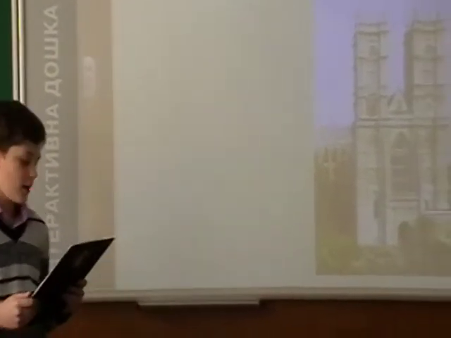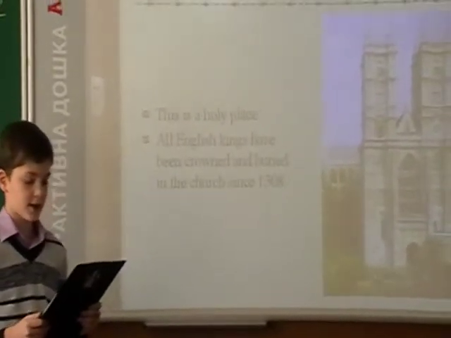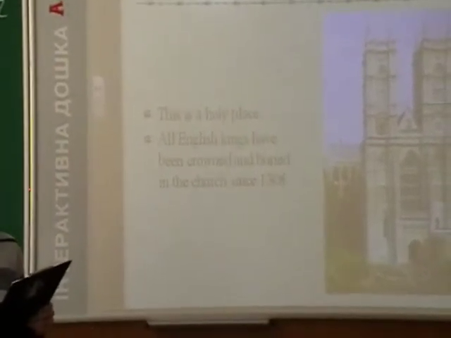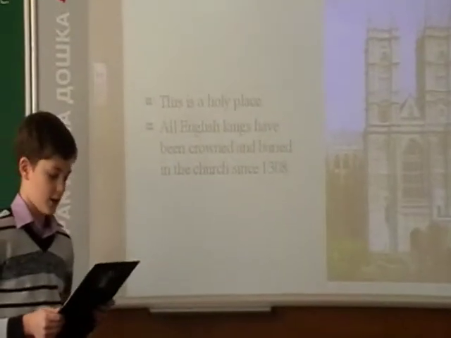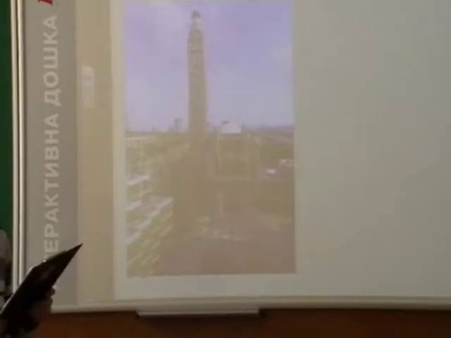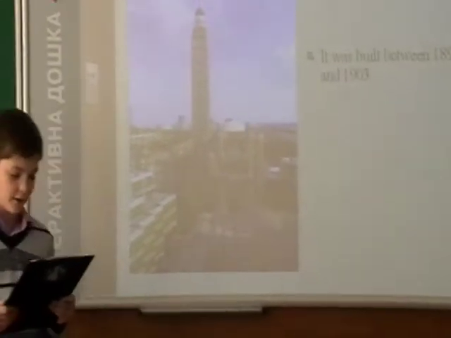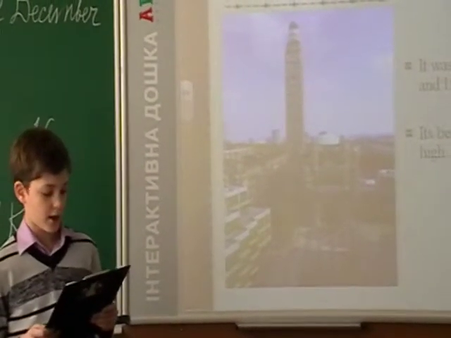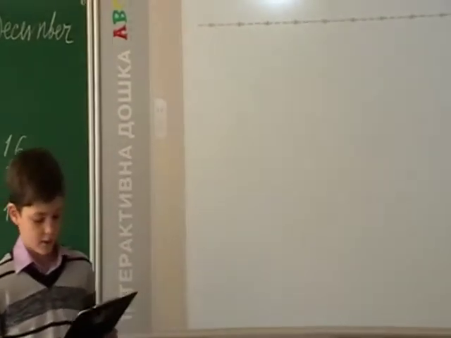Westminster Abbey. This is a holy place. All English kings have been crowned and buried in the church since 1308. Westminster Cathedral. It was built between 1895 and 1903. Its bell tower is 84 meters high.